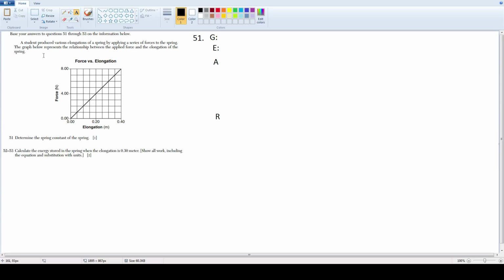The problem says a student produced various elongations of a spring by applying a series of forces to the spring. The graph below represents the relationship between the applied force and the elongation of the spring. So if we look at the graph, first let's read what 51 is asking us. It is asking for the spring constant.